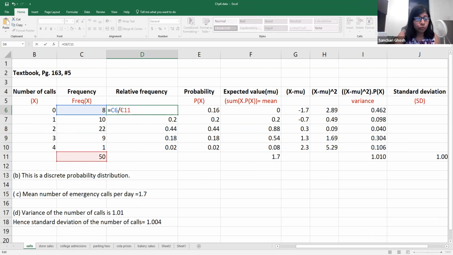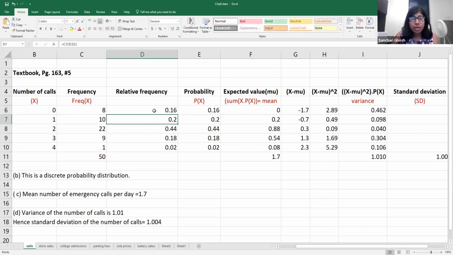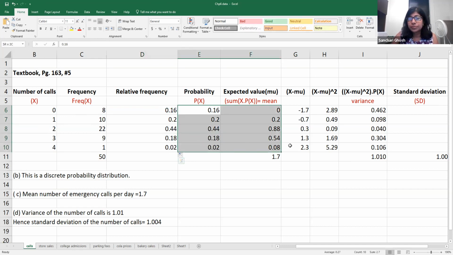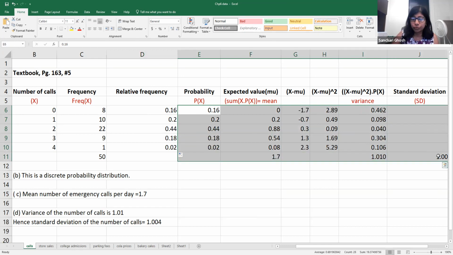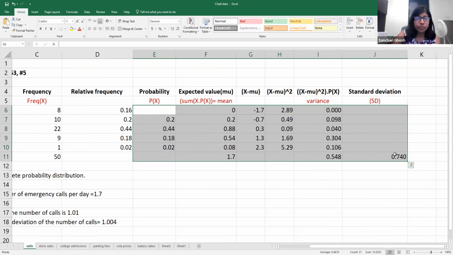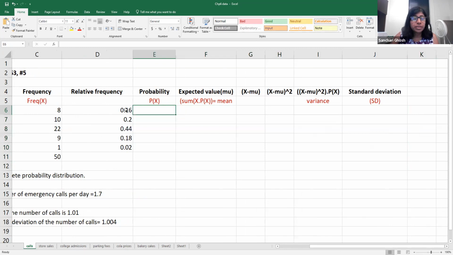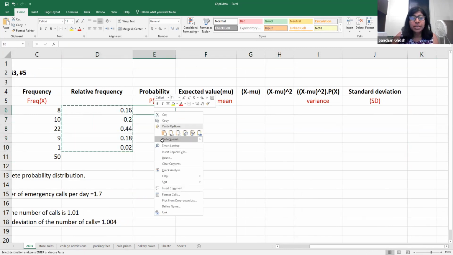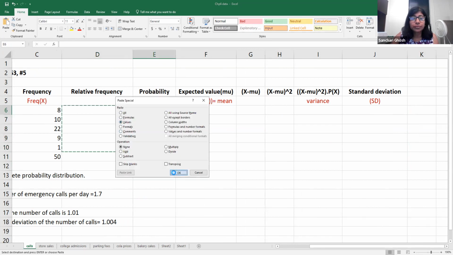You control the total each time, and then click and drag. You got the relative frequencies. Please copy and paste these. Get these all out from here so that we can actually do all of these things by ourselves. So the probabilities are just the copy and paste of these. Do the paste special because we just use formula.